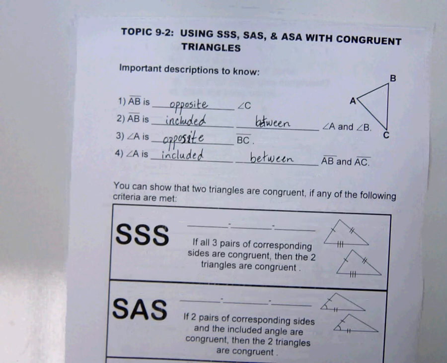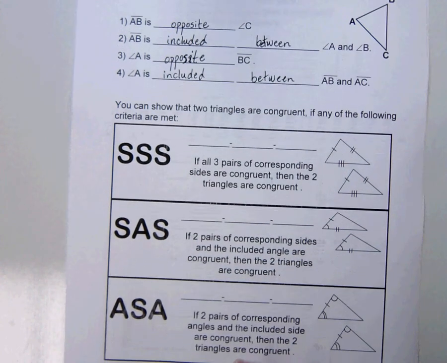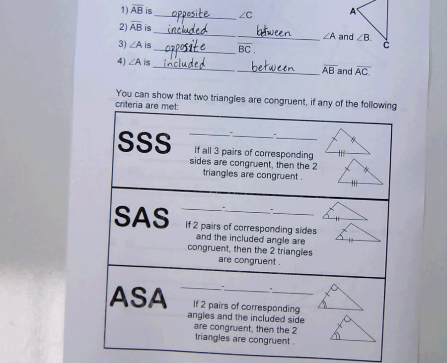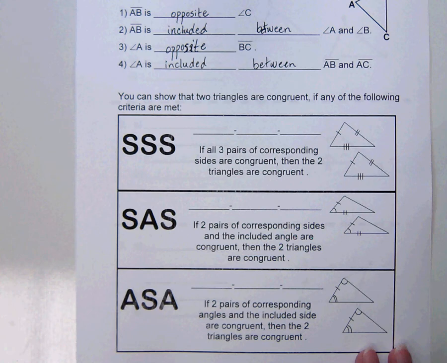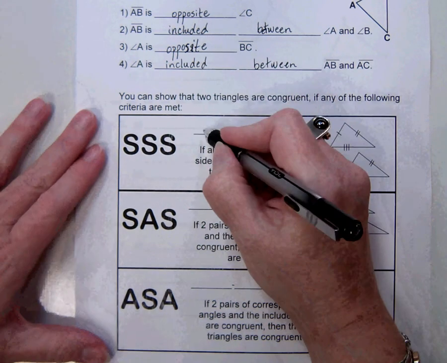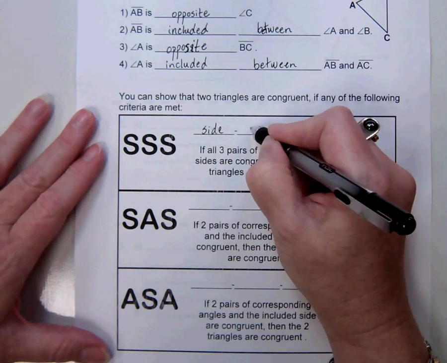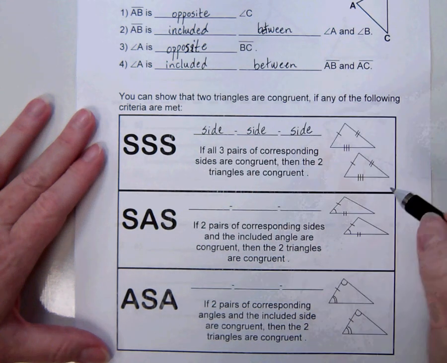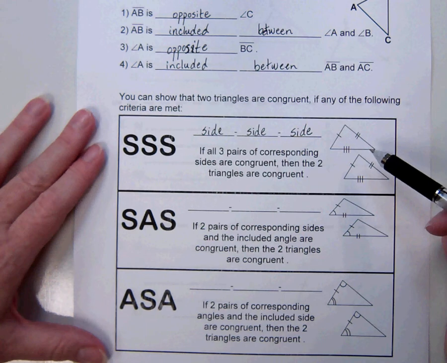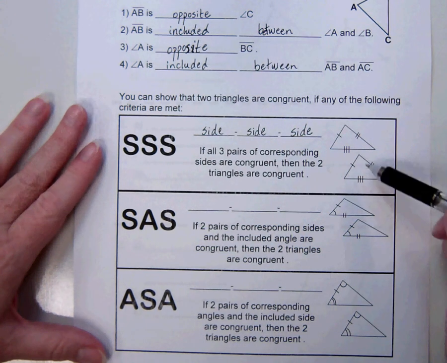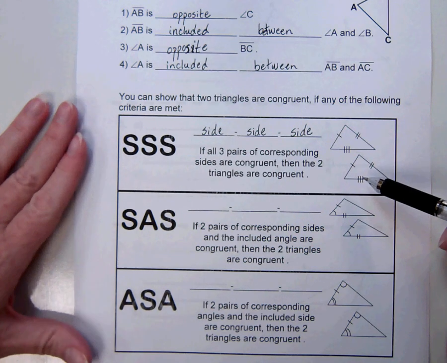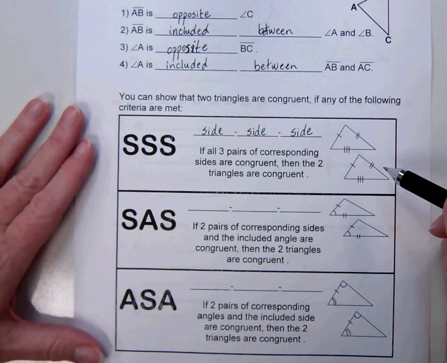Let's look at the 3 different congruence statements that can show that 2 triangles are congruent. And if you'll notice, the tick marks will kind of help you understand these. SSS stands for side, side, side. This might be the easiest one because you just have to have 3 congruent statements all saying that the sides are the same. So if all 3 pairs of corresponding sides are congruent, then the 2 triangles are congruent.